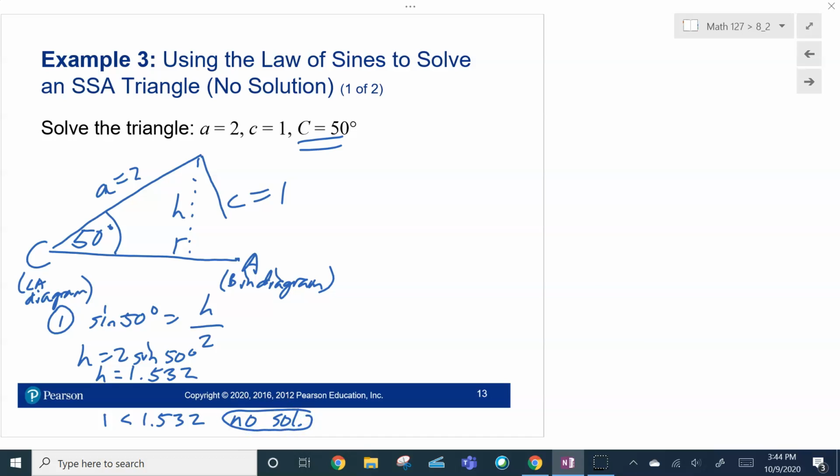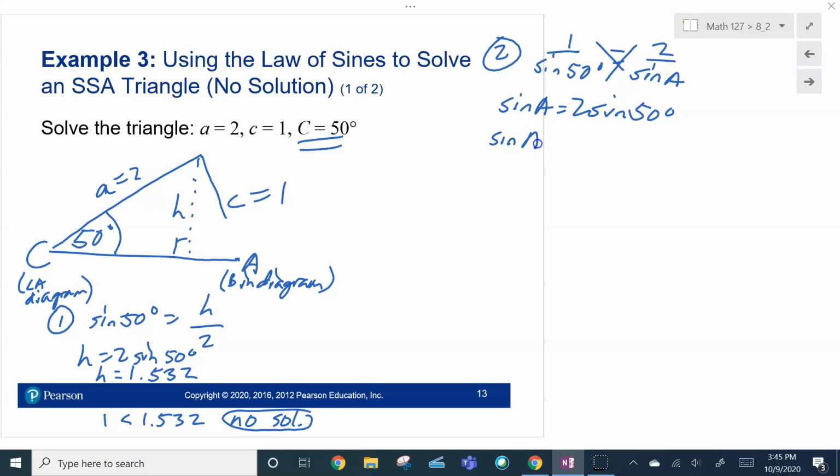Okay. Now, I want to run through this because you should be able to see it if you run through it. Let's say we went C over sine of C, so 1 over the sine of 50 degrees, and we try to solve that for 2 over sine of A. And we cross multiply, so we got sine of A equals 2 sine 50 degrees. So sine of A, we punch that in, and it's 1.532.